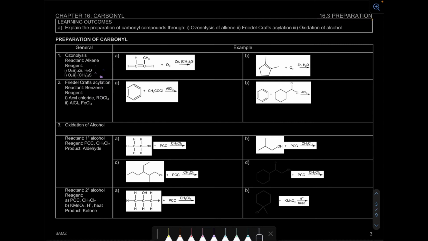Okay, so the learning outcome is preparation of carbonyl. So these are actually the three processes here, but it's just revision for you, because this is alkene from chapter 12, Friedel Crafts acylation from your benzene chapter 13, and oxidation of alcohol from chapter 15. So without further ado, let's look here.